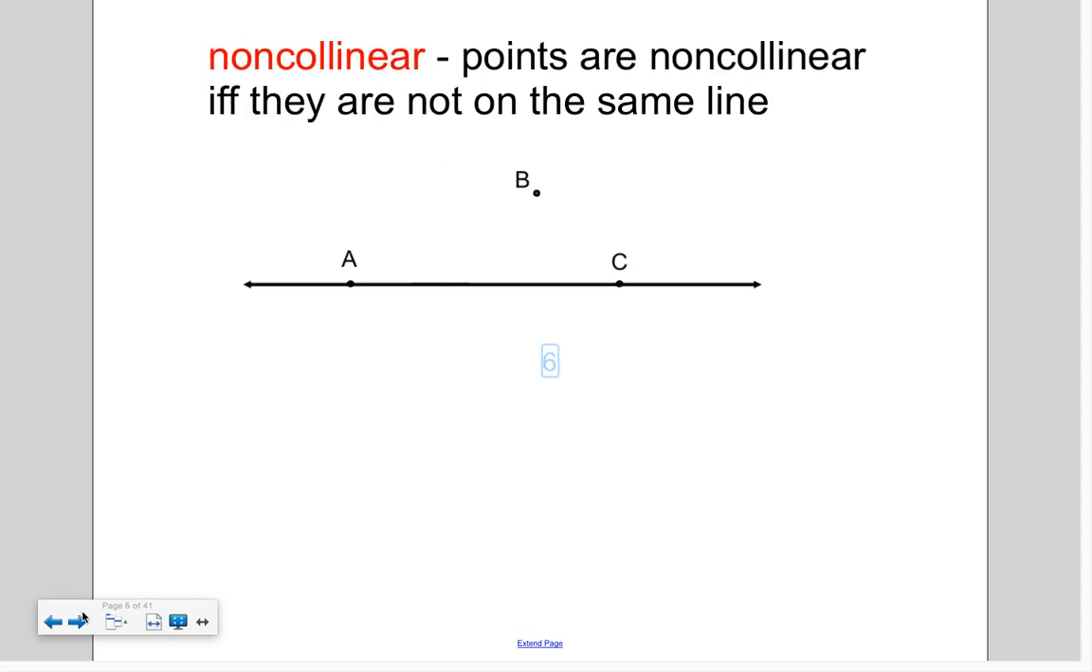Now, the opposite, non-collinear, that's when you have a set of points and at least one of those points is not on the same line. So points are non-collinear if and only if they are not on the same line. So I have 3 points, A, B, and C. Well, because B is not on the line, we have these 3 points are a set of non-collinear points. Even though A and C are on the same line, because B is not, that set of those 3 points is a non-collinear set of points.